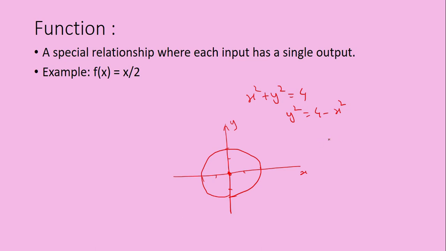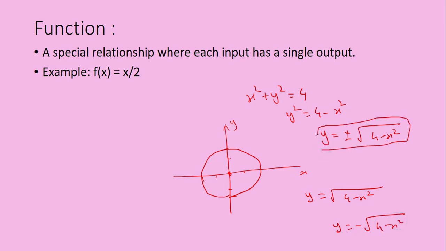So when will this be a function? If you write separately, that is y is equal to plus or minus square root of 4 minus x square, still not a function. There are two different outputs for every input. But y is equal to positive square root of 4 minus x square alone, with no negative, only positive square root, is a function. Or y is negative square root of 4 minus x square. When you separate this one into two parts, each part is a function, but together it is not a function.